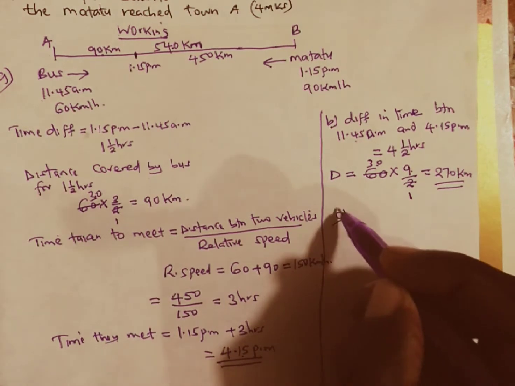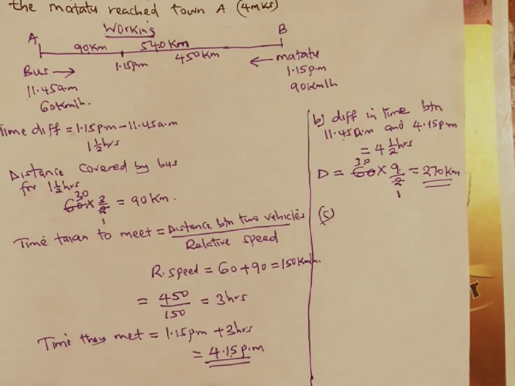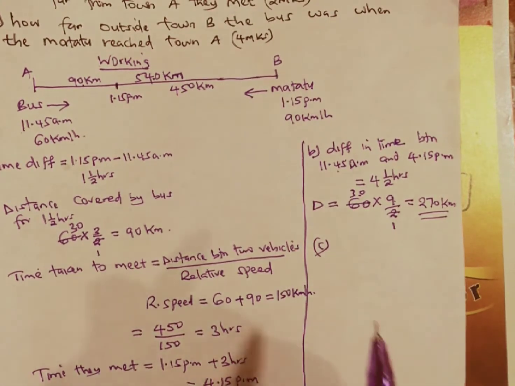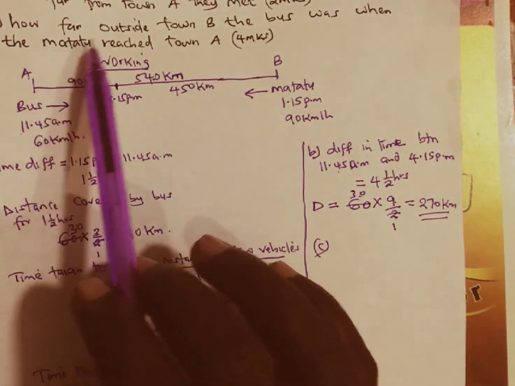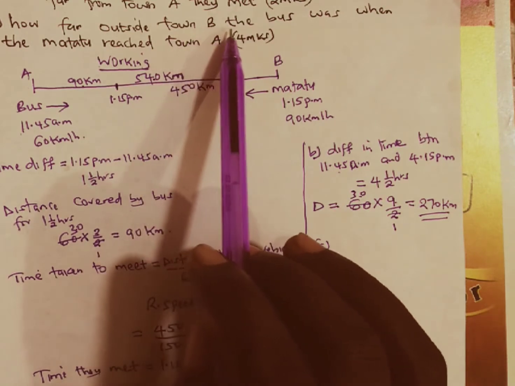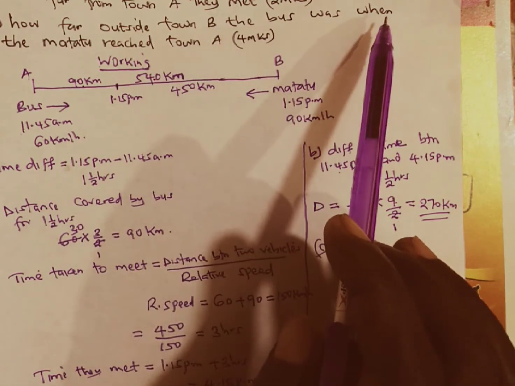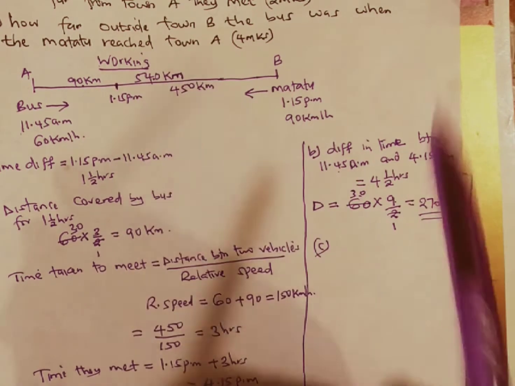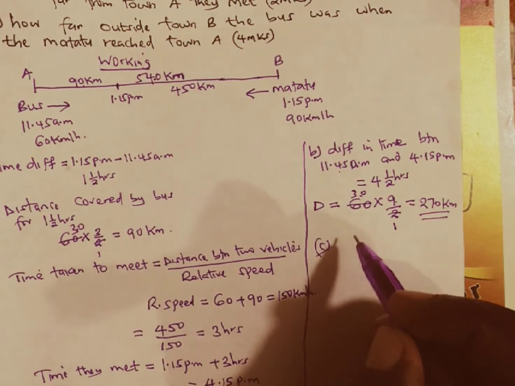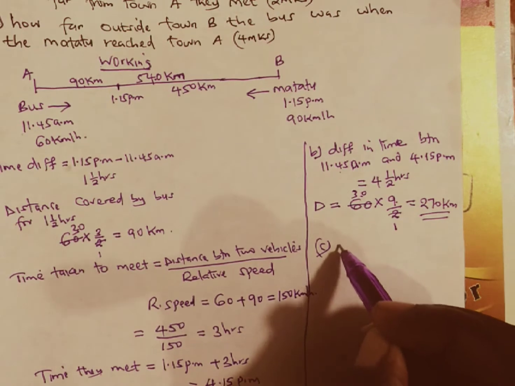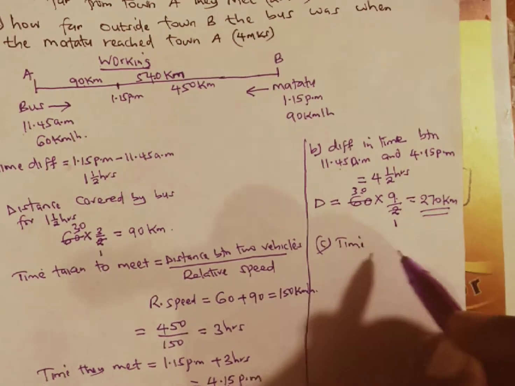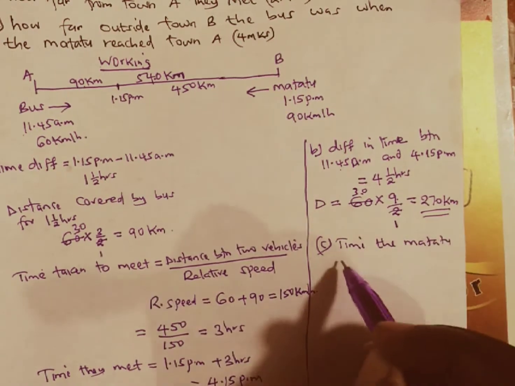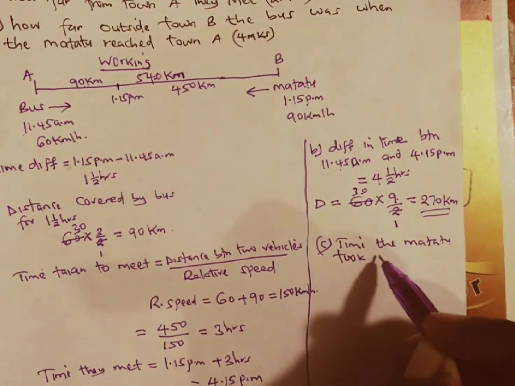Then now part C, we are supposed to determine how far outside town B the bus was when the matatu reached town A. So in part C, we have to calculate the time the matatu took from B to A.